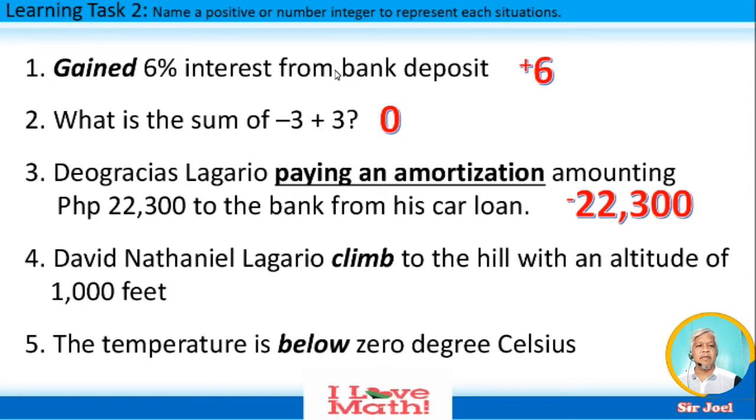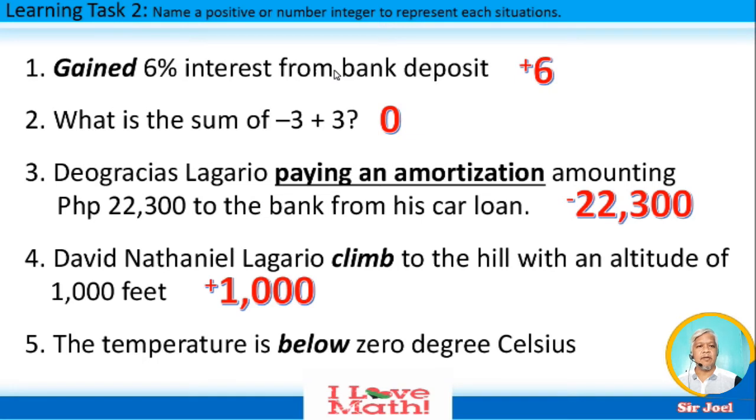So, climb. Kung natatandaan nyo kanina, ito ay nailagay natin under what column? Yun, under positive column. In short, climbing 1,000 feet represents what? Positive 1,000. Number 5, the temperature is below 0 degrees Celsius.